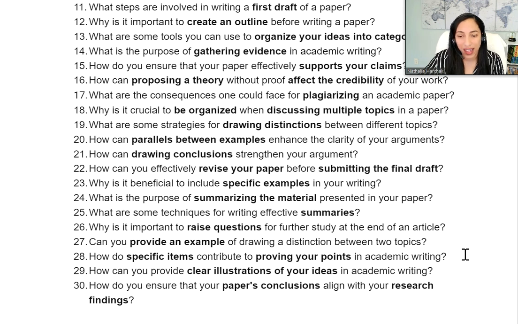How do specific items contribute to proving your points in academic writing? How can you provide clear illustrations of your ideas in academic writing? How do you ensure that your paper's conclusions align with your research findings?